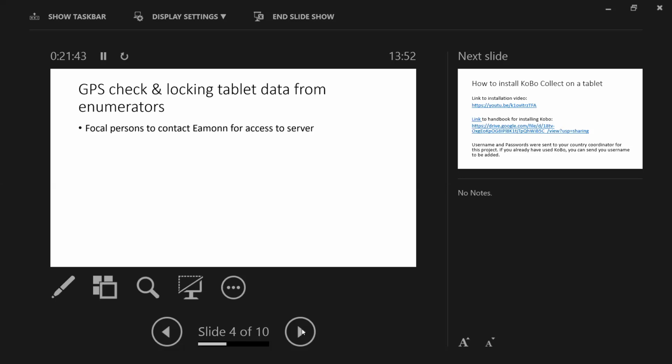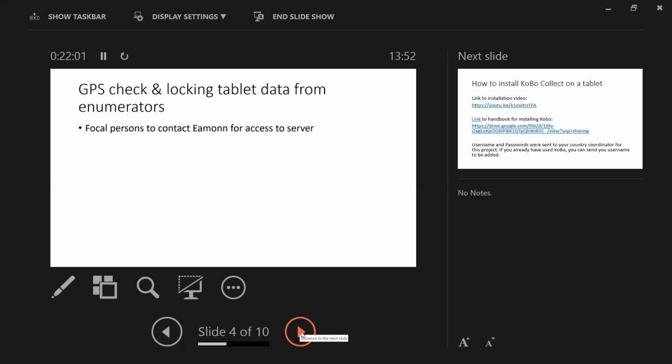Anybody else have a question about this? Yes, go ahead. Yeah, in Jordan it's installed, and yesterday we had a discussion with the data collectors, and we tested the tools as well. Yes, okay, it's good to know.